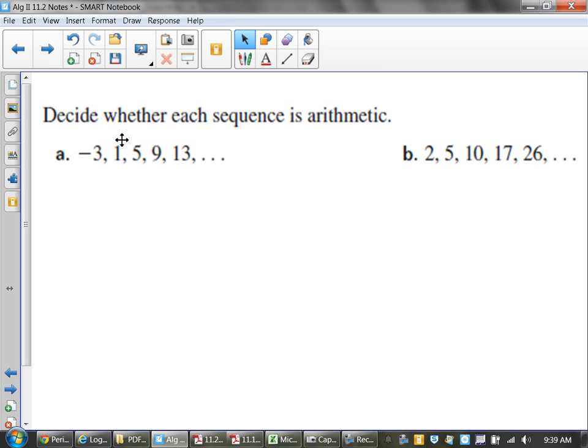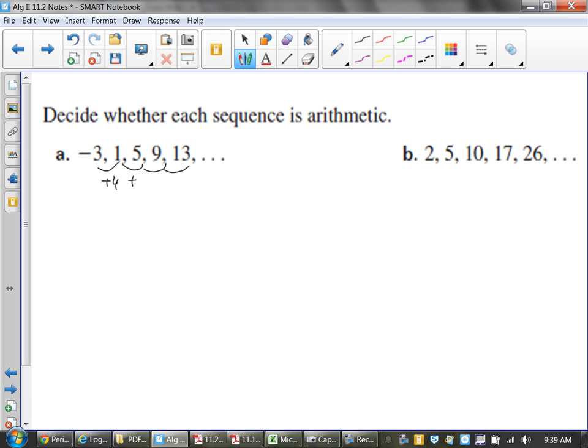So going from -3 to 1 adds 4. 1 to 5 is plus 4. 5 to 9 is 4. And so on. So is that arithmetic? Yes. Each one of these values going up is the same difference, plus 4. So the difference here is just 4. That's the common difference.